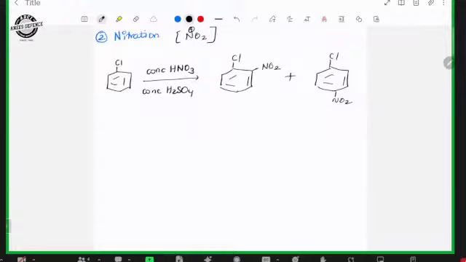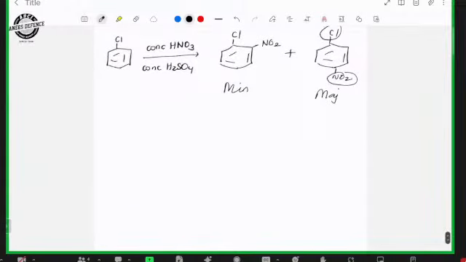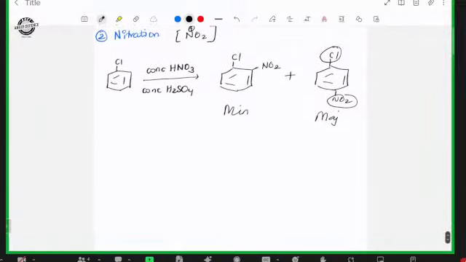Yes, this is 1-chloro-2-nitrobenzene. And this is 1-chloro-4-nitrobenzene. So the major will be this and the minor will be this. Why? Because Cl and nitro both are negative. So in order to minimize the repulsion, the product is at the para position. Or we can even say in order to minimize the steric hindrance between them, because both are bulky groups. Okay, fine. So this is nitration.